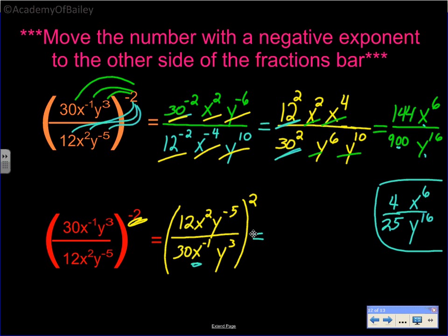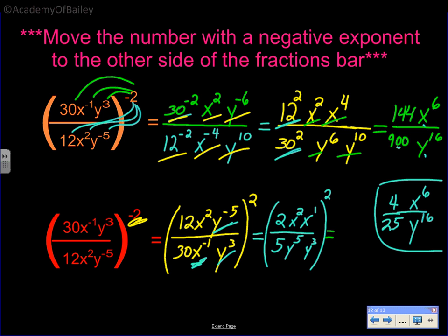12 divided by 30. I know 6 goes into 12 and 6 goes into 30. So 6 goes into 12 twice. 6 goes into 30 5 times. I have x squared on top, and it stays positive. X to the negative first on bottom, well, I know it should move to the top. I have y to the negative fifth on top. I know it should go to the bottom and become positive, and y cubed is still on bottom. And don't forget, the 2 is still outside.